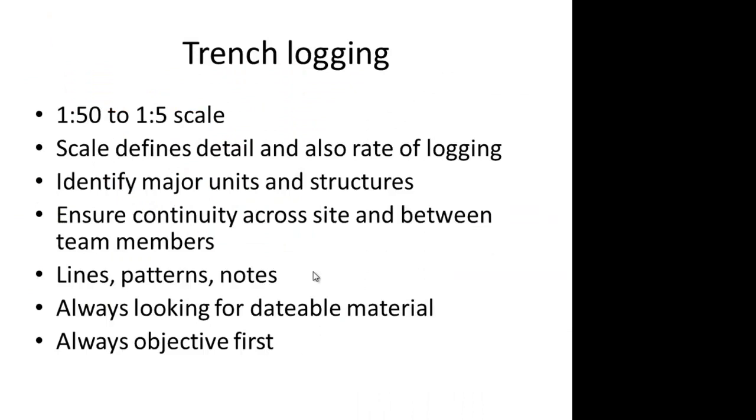So we do detailed logging, but it depends on the scale. Sometimes 1 to 50, maybe for overview, and for very detailed logging, 1 to 5. But the scale defines the detail and also the rate of logging. So if you do 1 to 5, you're going to go a lot slower to cover the wall. And at 1 to 50, maybe you go too fast and you miss details. So usually we do some experiments. What scale is giving us the observational detail we want?